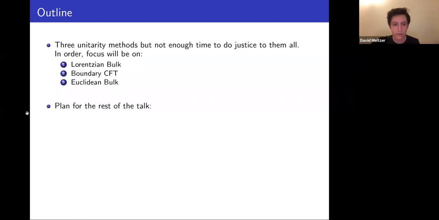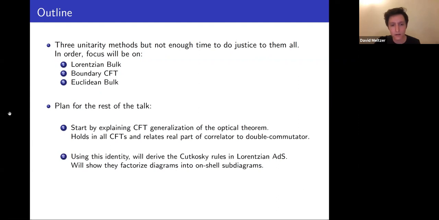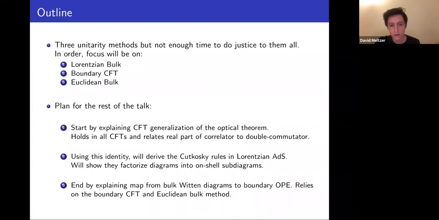So I'm going to start by explaining the CFT generalization of the optical theorem. This is an identity that holds in all CFTs, and it relates the real part of the correlator to the double commutator. Then I'll explain how to derive the Witten rules with this identity and show that we get the expected properties that cut factorized diagrams into on-shell subdiagrams. And finally, I'll end by explaining the map from Witten diagrams to the boundary OPE. And this relies on the boundary CFT and Euclidean bulk method.